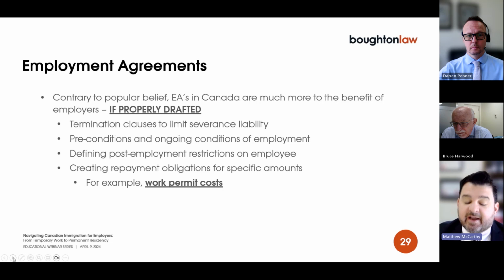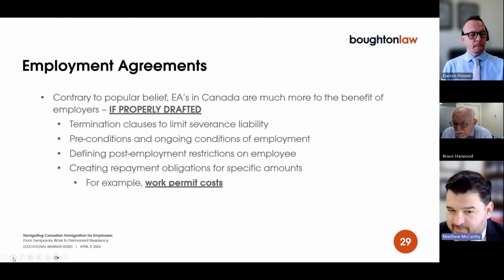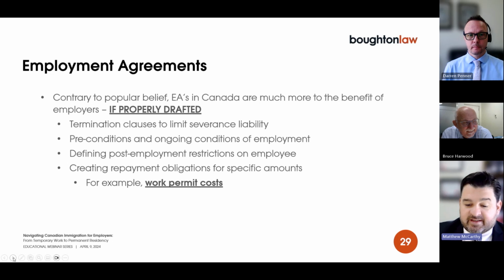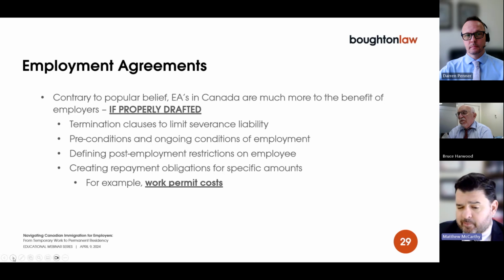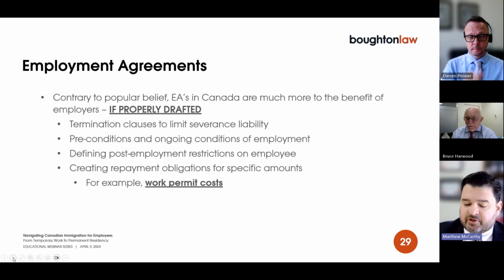Next slide, please. Why do I say that? Because in Canada, employment agreements are much, much more friendly to employers than they are to employees, as long as they're drafted properly. So the basic template you might find on a website, as Bruce referenced, is probably not going to be all that helpful and not all that useful to you. But a properly drafted employment agreement, i.e. one drafted by me or someone like me, is extremely helpful for a number of reasons. Reducing severance liability is typically the biggest one for most employers. Termination costs can be quite high if you have long service employees or older employees, and that's something you can greatly limit with the proper termination language.